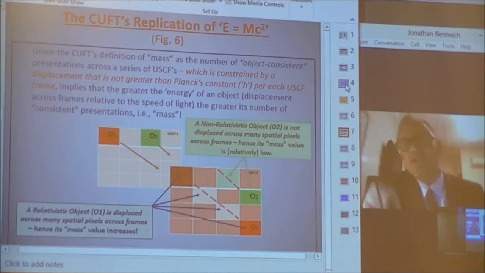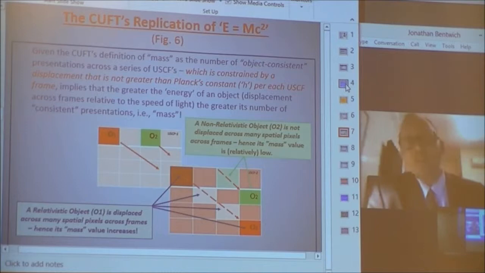So you can see the red box on the lower left, and the red square traveling a greater distance, this is a relativistic object, it's displaced across the letter here, let's say 4 pixels across two frames, as opposed to a non-relativistic object which is displaced only 2 pixels across the two frames or series of frames. Because of the computational constraint that says that an object cannot travel more than 1 pixel per frame, if an object travels relatively quickly, in other words, at relativistic speed, it must computationally be displaced across a greater number of pixels, which means that it actually is presented a greater number of times.